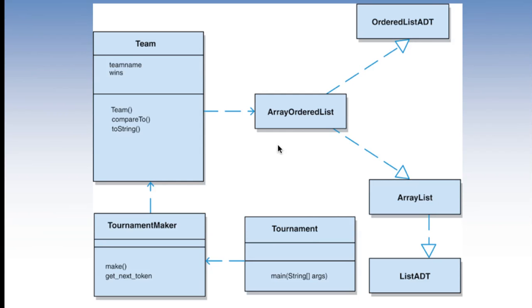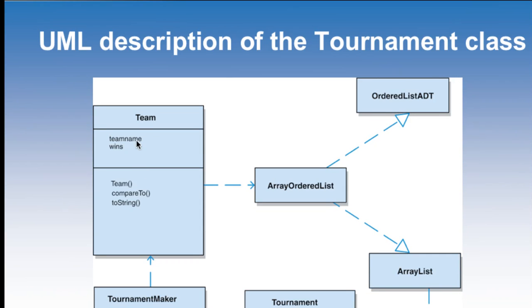Here's the big picture, this is our application. These are the classes that we will be using in this program for the bowling team competition. So we have the team with two data members, the team name and the wins. And then we have the compareTo and a toString, so we can print out the information from the object. The compareTo is going to compare it to another team. Compared to another team, are your wins higher or lower?